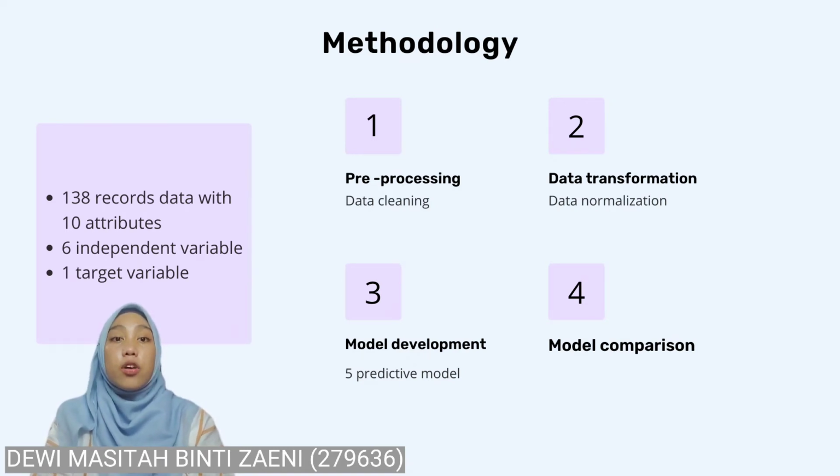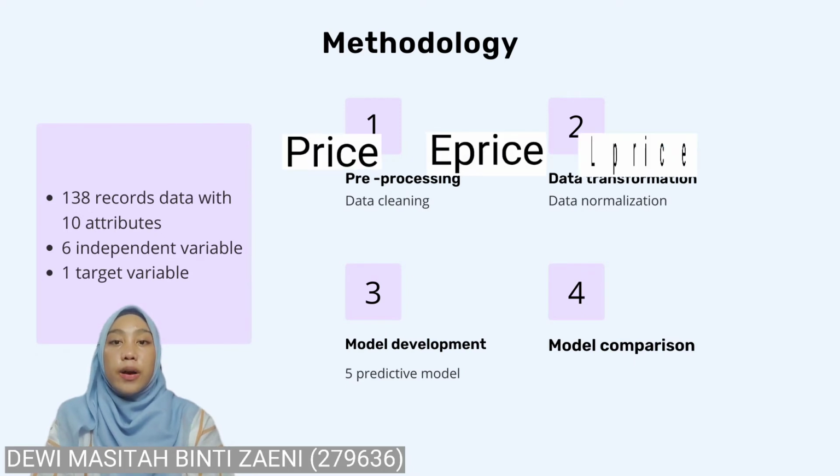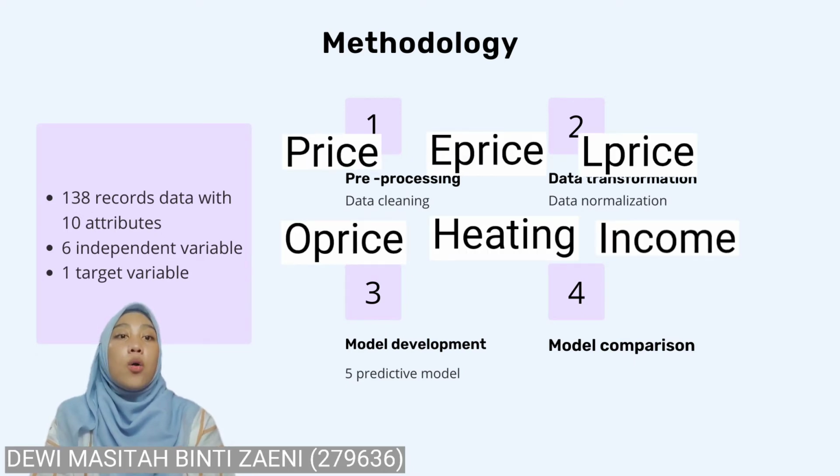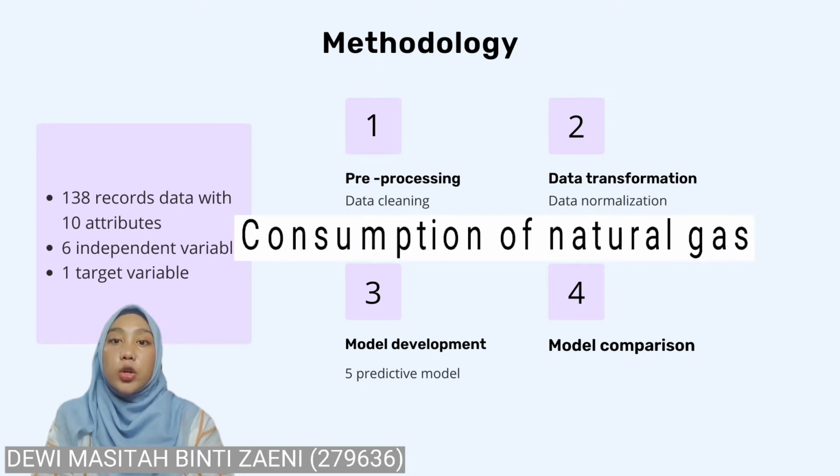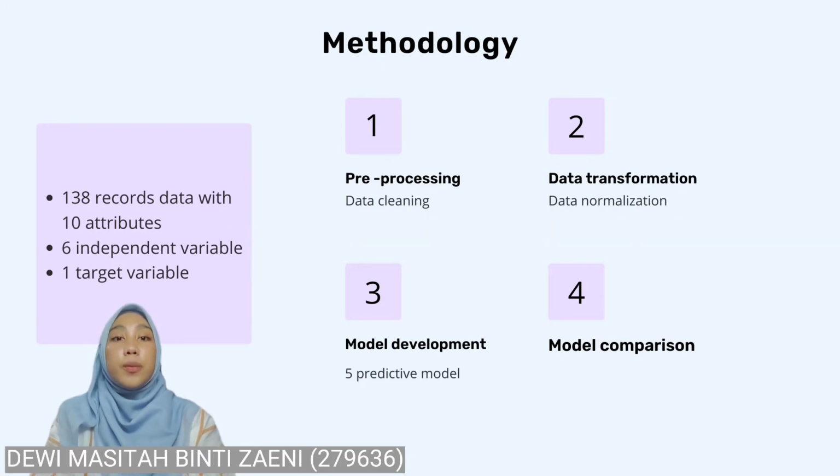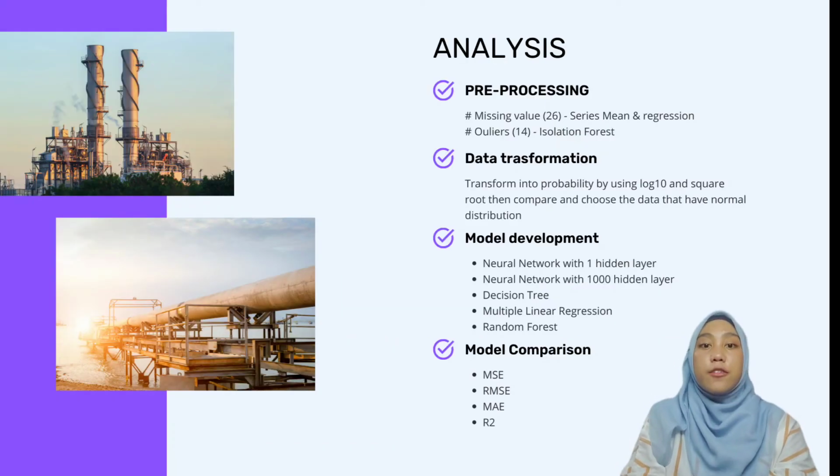The independent variables consist of price, E-price, L-price, O-price, heating, and income, while the target variable is the consumption of natural gas. For the purpose of this study, we follow 4 steps: pre-processing to clean the data, transformation for data normalization, model development, which develops 5 different models, and model comparison to pick which model is the best fit.